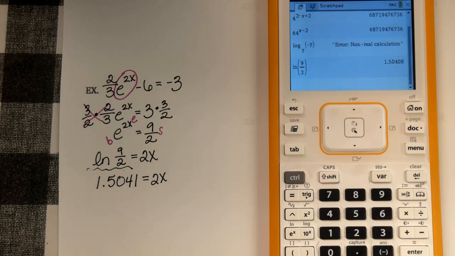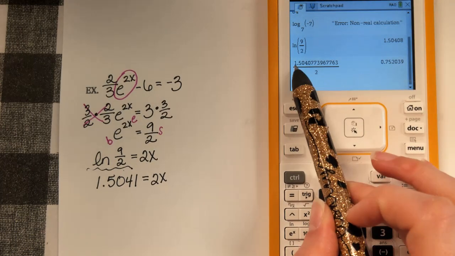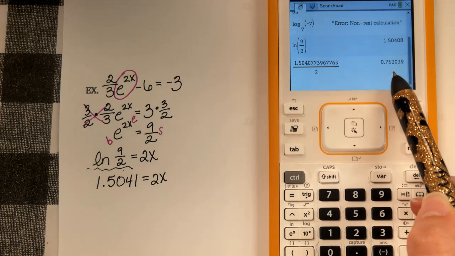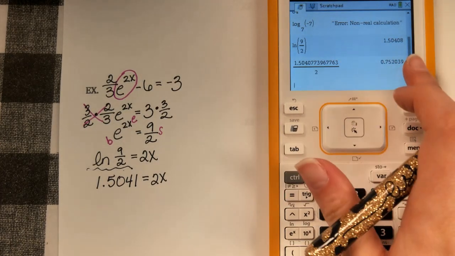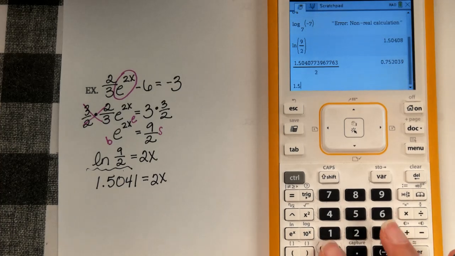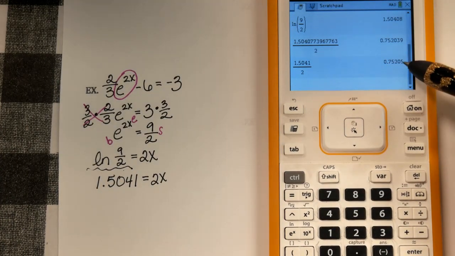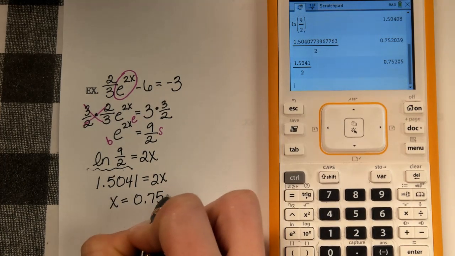Divide by 2. Now, if you just type divide by 2 and you use the previous answer, that's going to give you the actual accurate decimal divided by 2. That's fine if you do that, but your answer might be a little off of mine. So you can either use the same thing in your calculator or you can retype 1.5041 divided by 2. It is just a little bit off. Okay, so this x is equal to 0.7521.